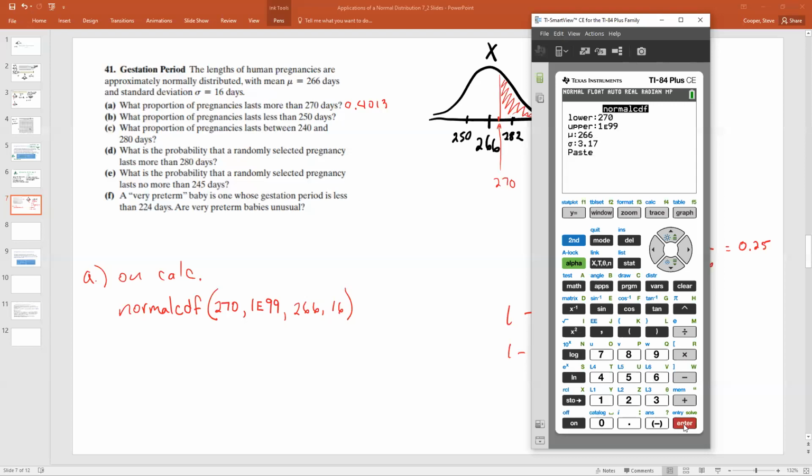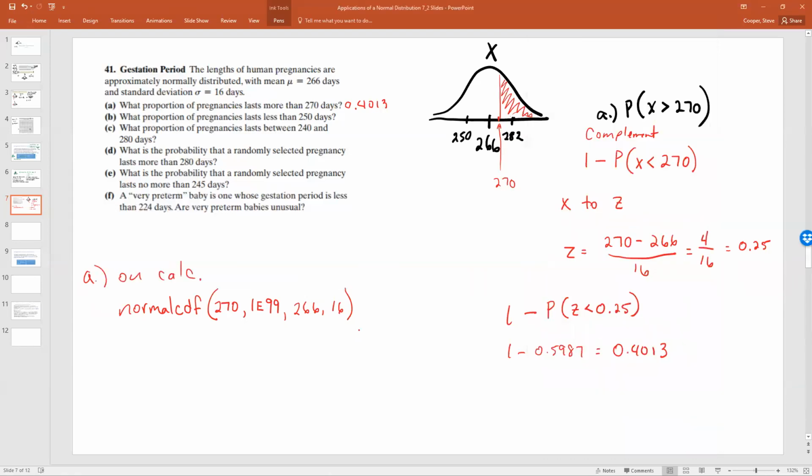266, 16. Okay, 0.4013 if we round. This time we did get the exact same number, and it's just because we weren't far away from the numbers on the table that time.